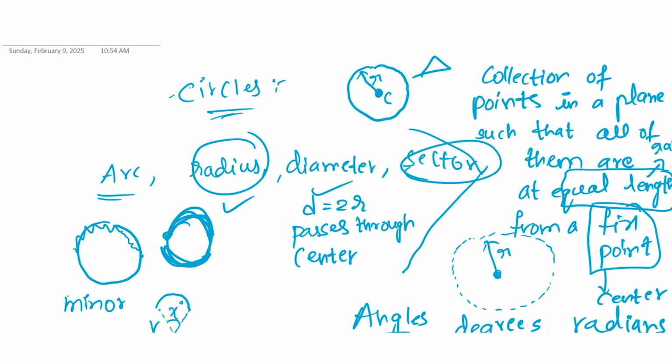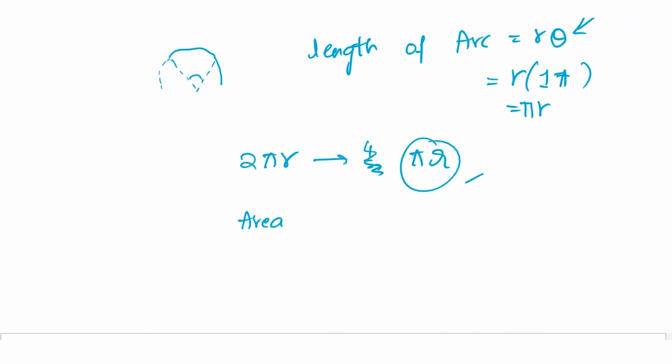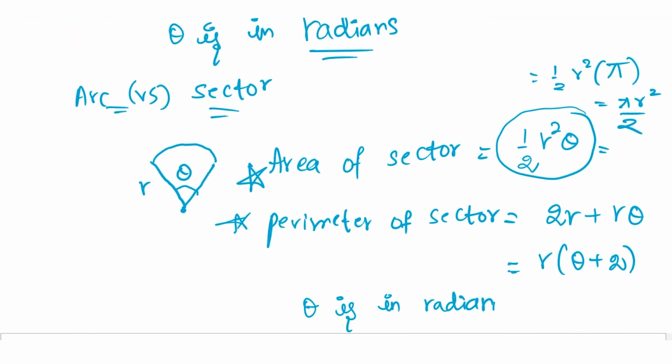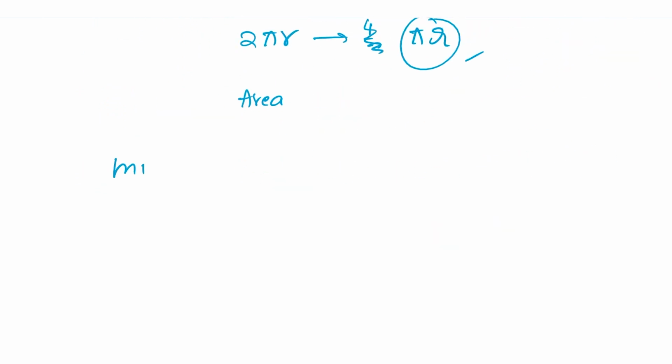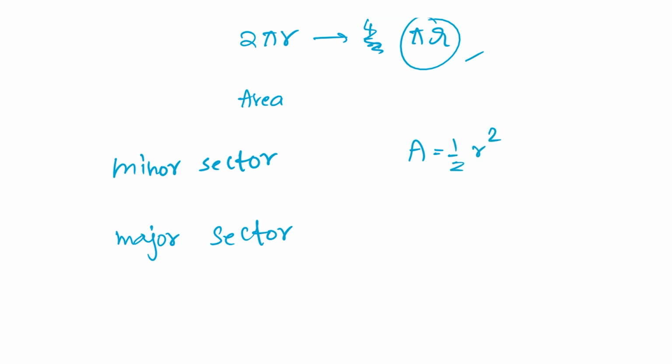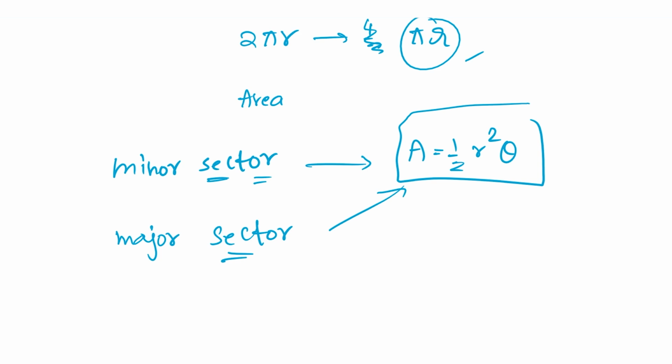Sector we just discussed. In a sector also there are two types, minor and major. Minor sector is when it is small or big. Small. The area formula still remains the same: half r square times theta. You know what theta is and in which unit, degree or radian? The formula is still the same for this one and this one. Just remember this. It will be easy.